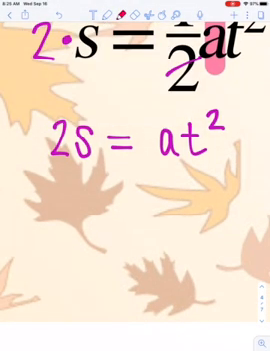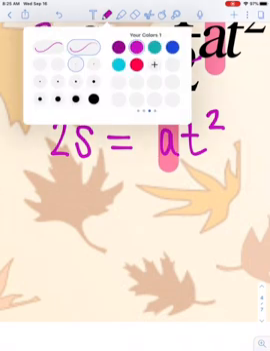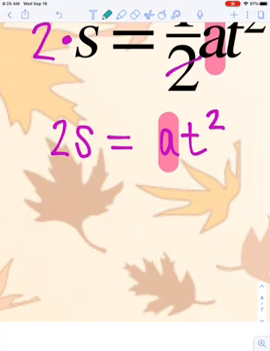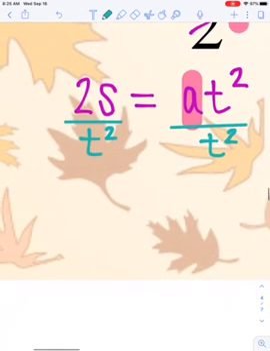All right, then I have a t squared. I'm trying to get the a by itself. A is currently being multiplied by t squared, so I have to undo that. The opposite of multiplying by t squared is dividing by t squared. So on both sides, I divide by t squared.